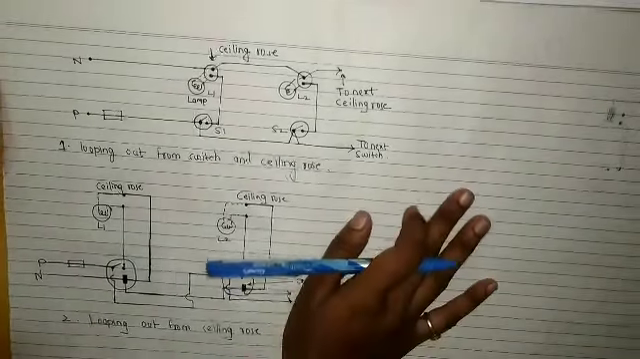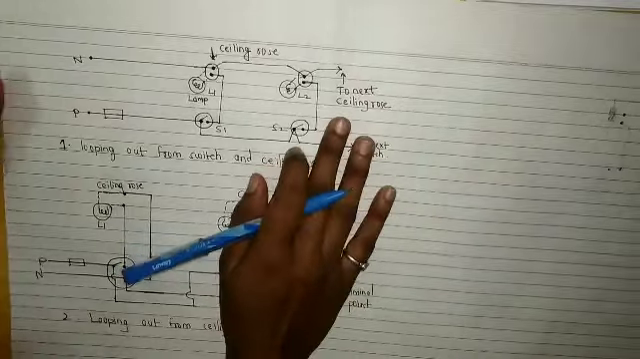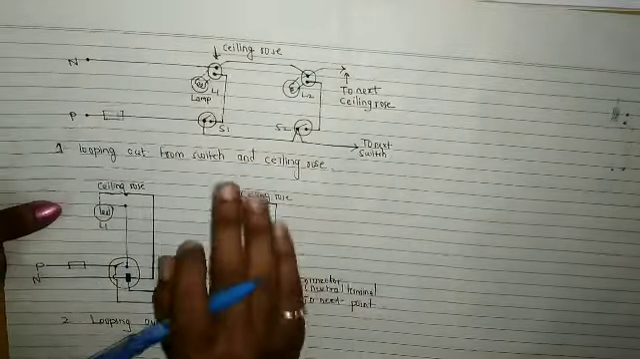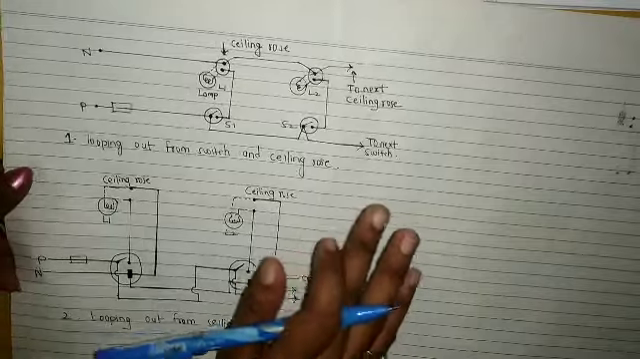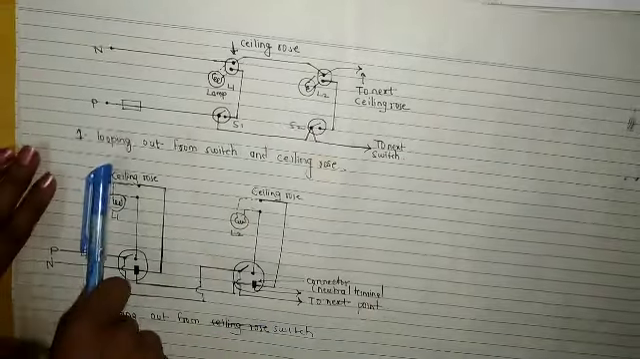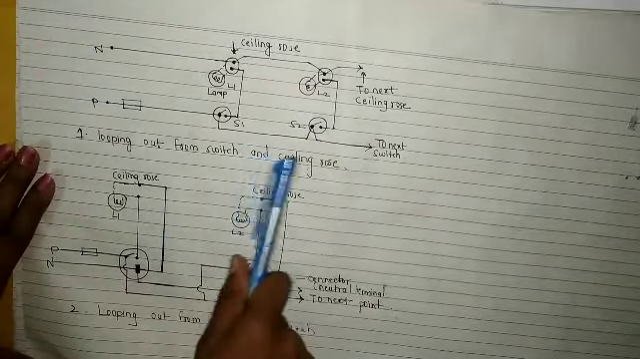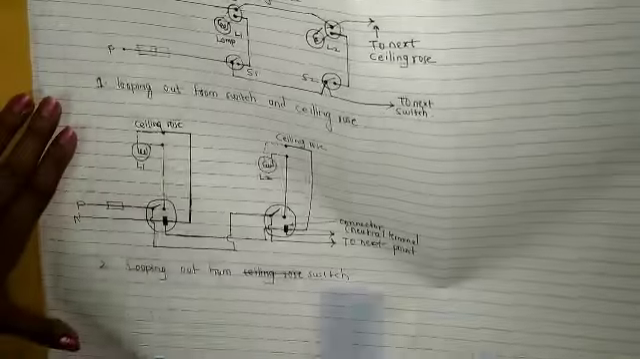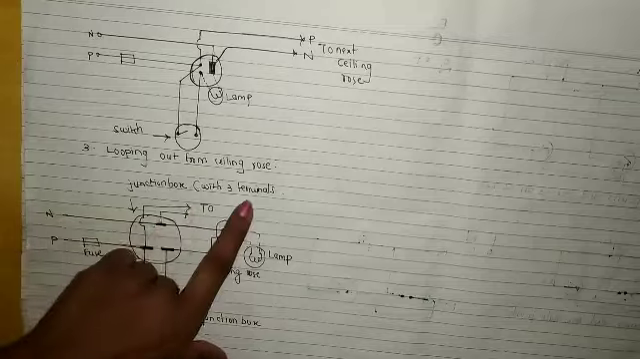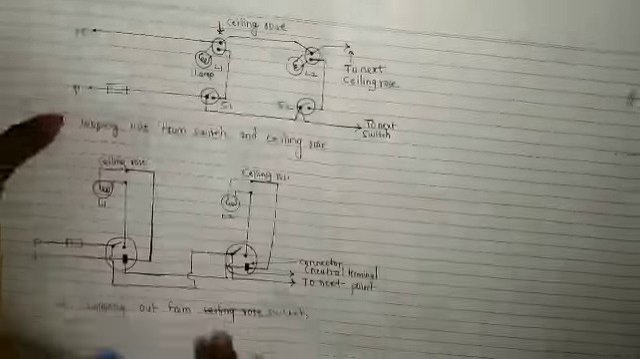So now we'll see house wiring methods. Okay, house wiring methods. There are 4 methods. The first one is looping out from switch and ceiling rose, looping out from switch, looping out from ceiling rose, and looping out from junction box. We'll see them one by one.